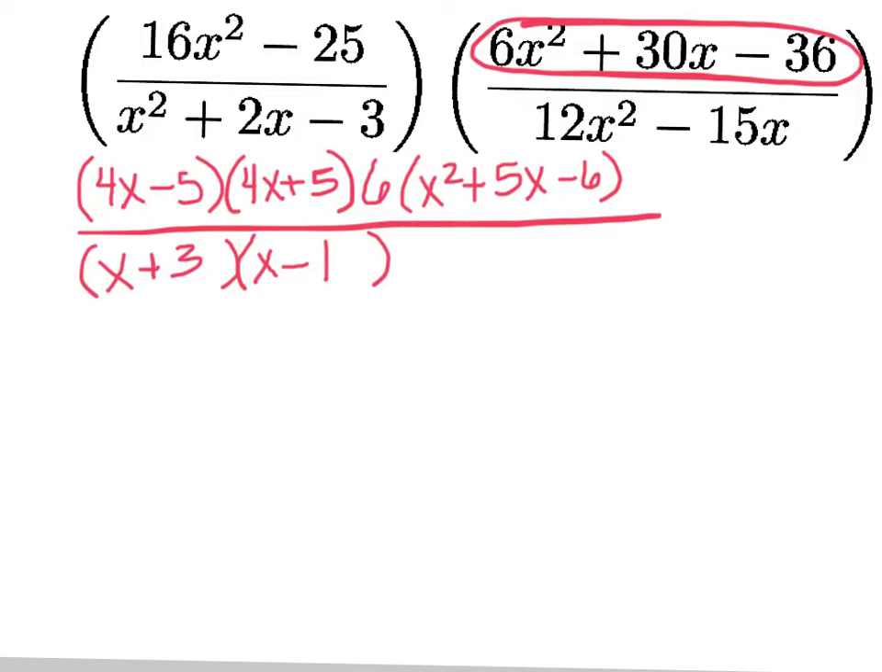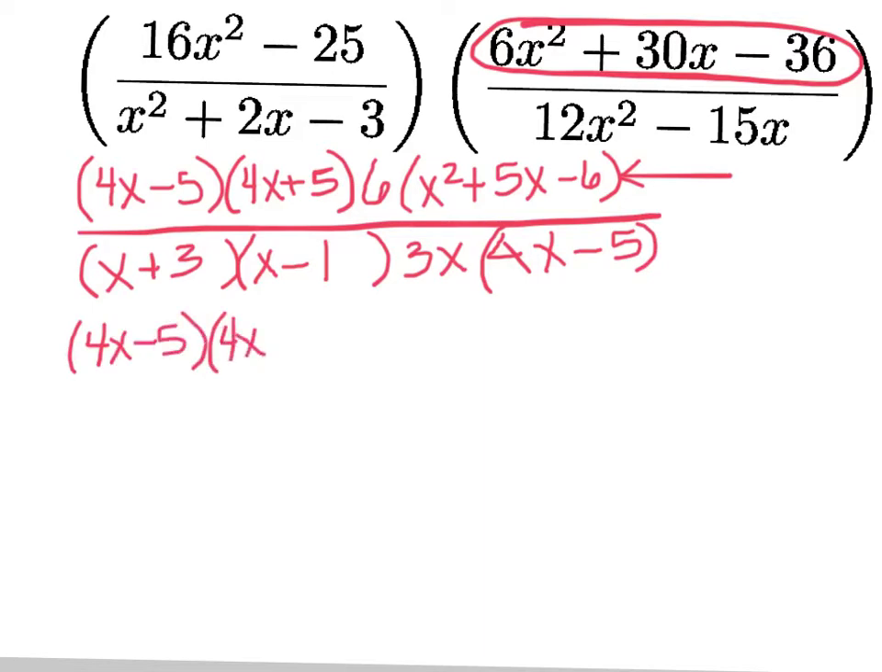And now in my next denominator, I have a 3x that can come out, and what am I left with? I would be left with a 4x minus 5. Okay, now I still have this one parenthesis right here that has to be factored again, so I'm going to go ahead and write everything that I have left in my numerator until I get to that point, and then I will factor him further.